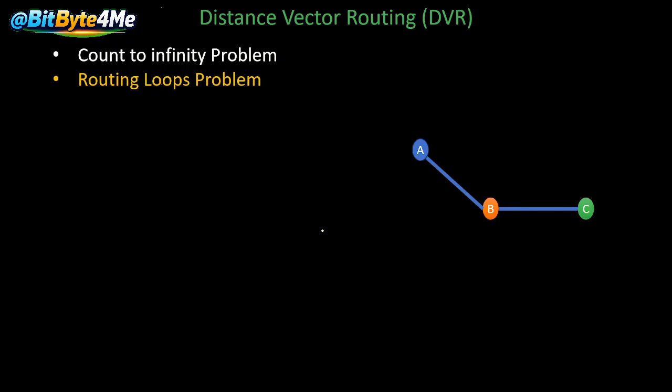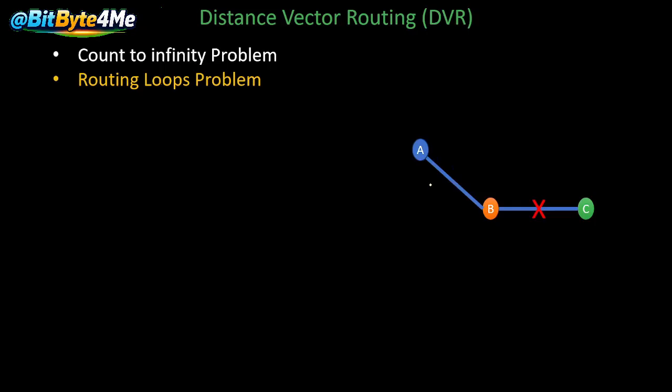Suppose at some time there is a link failure between B and C. If this link fails, then we won't be able to send data from B to C and C to B. But the routing tables already stored in A and B show that A has a path for sending data to C in 2 hops. 1 hop is this, second hop is this. And B has a path to send data in 1 hop.